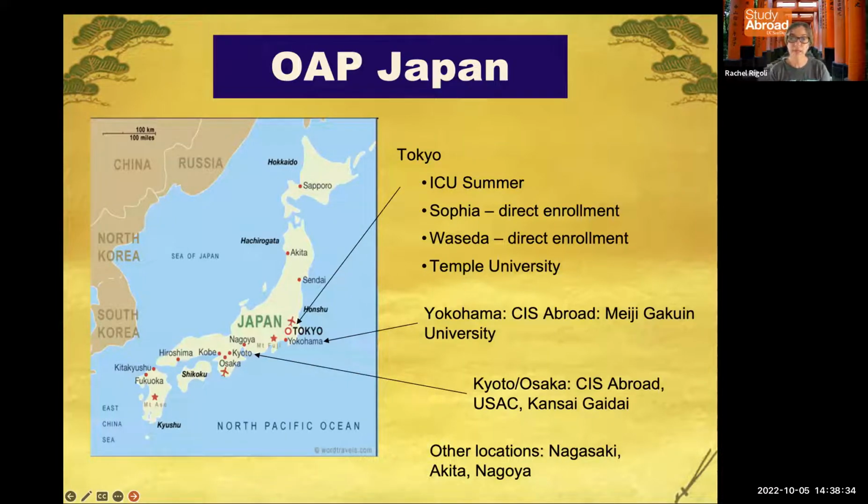CIS Abroad and another organization that we work with called USAC, they have some programs in Kyoto and Osaka. Kansai Gaidai is a study abroad provider, and they're between the two cities, and they have a lot of courses for study abroad students taught in English. They're one of the few providers that I've seen that actually has some art classes. So if you're thinking about art, that could be a good option for you. And then obviously Nagasaki, Akita, Nagoya, there are other locations that you can go.